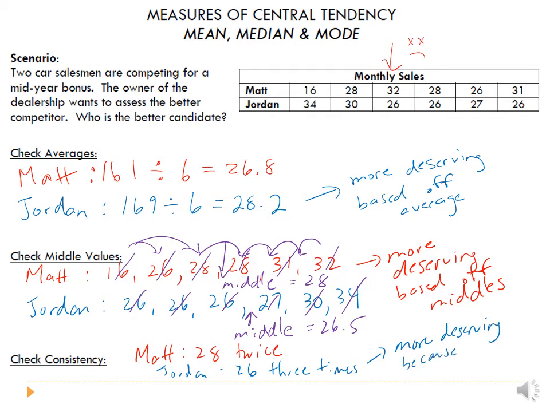Because of consistency. You kind of know what you're getting with Jordan. Whereas with Matt, maybe you have a low month like that 16. Or maybe you don't. Maybe Matt had something going on in his life, or he was sick, or who knows, right? And that's why we're going to look at some different ways to calculate this in the future.